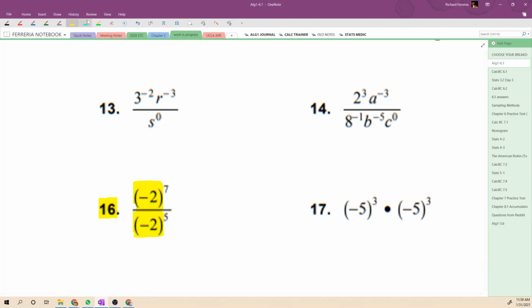Notice how they are both negative 2 to a power. So if we have the same base, we can just subtract, keep that same base, and just subtract the exponents. 7 minus 5 is 2. So this is the same thing as negative 2 to the 2nd power.